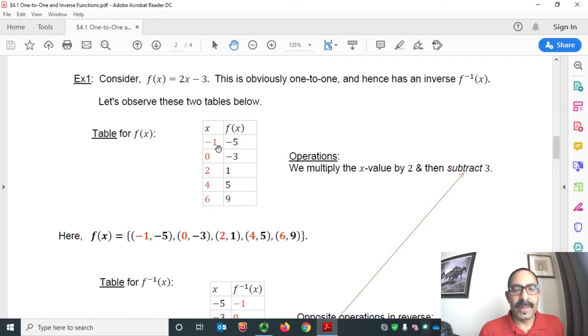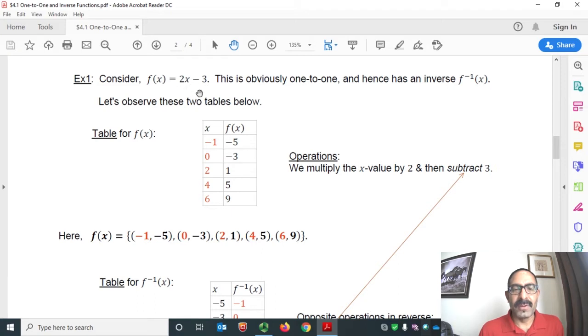Now similarly, pick x equals 0 and substitute into the given function. This gives you 2 times 0 is 0, then minus 3, so minus 3. If I pick x equals 6, then 6 times 2 is 12, minus 3 is 9. The x values correspond to the elements in the domain, and the f(x) values correspond to the values in the range. Now let me talk about the operations in the given function.